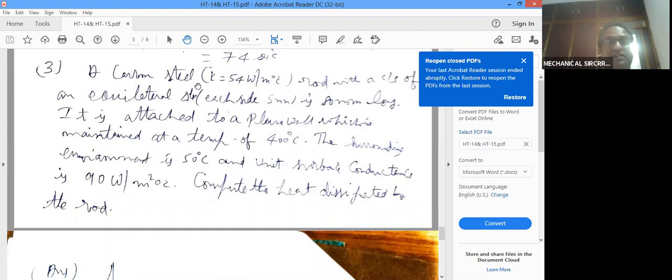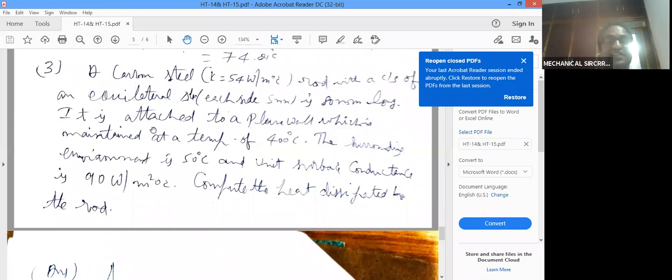A carbon steel material, of thermal conductivity k 54 watt per meter Kelvin. Steel rod with a cross section of an equilateral triangle. So here the cross section of the fin is an equilateral triangle of each side 5 mm, and the rod is 80 mm long. Carbon steel rod 80 mm long. So length of the fin is 80 mm.